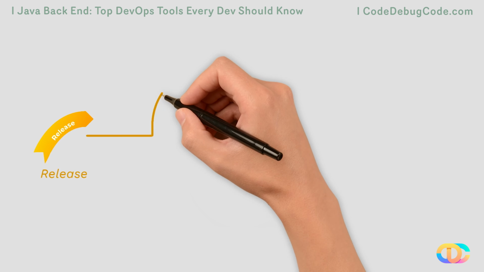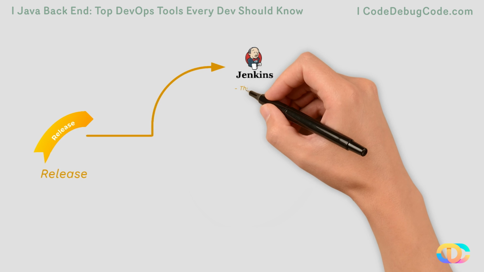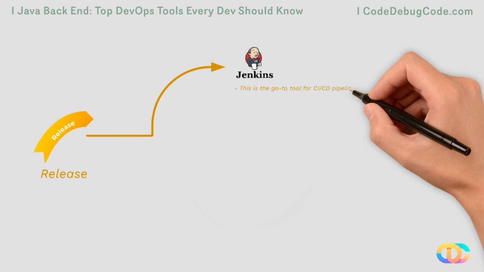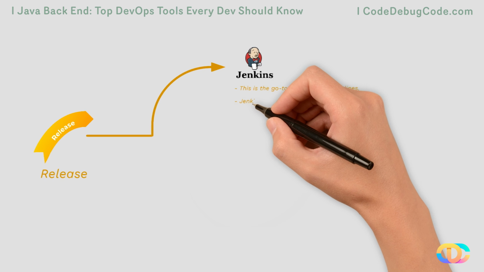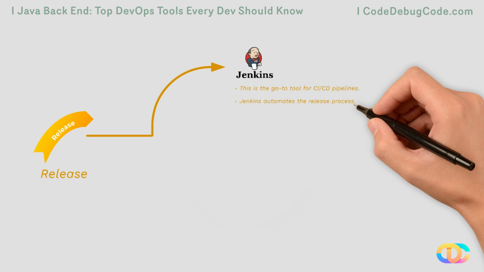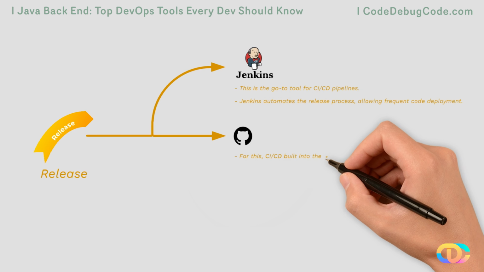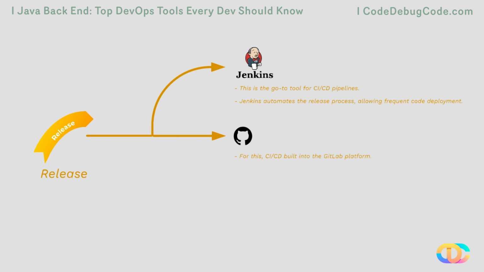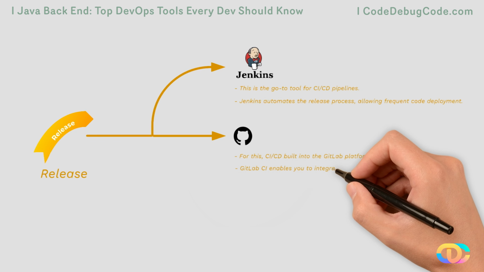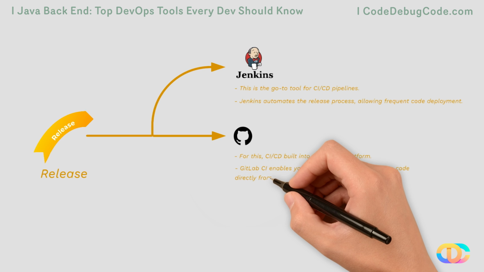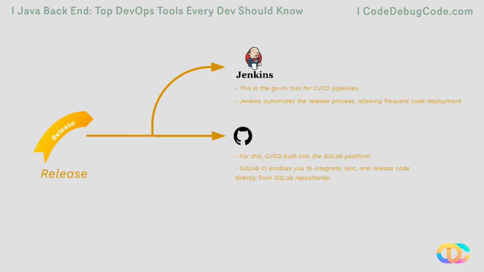First one is Jenkins. This is the go-to tool for CI/CD pipelines. Jenkins automates the release process, allowing frequent code deployment. Now, second one to discuss is GitLab CI. For this, CI/CD built into the GitLab platform. GitLab CI enables you to integrate, test, and release code directly from GitLab repositories.